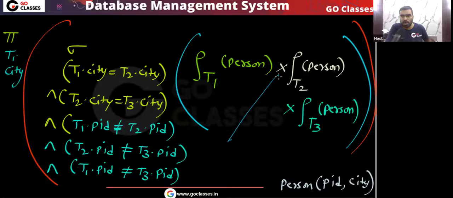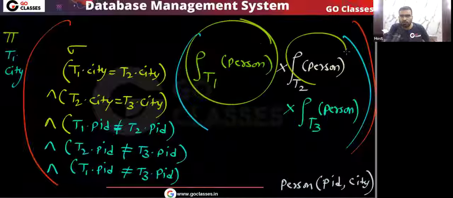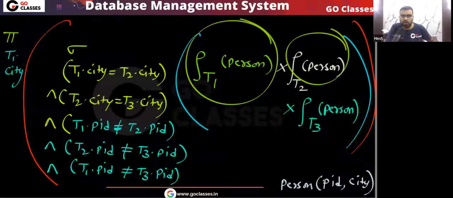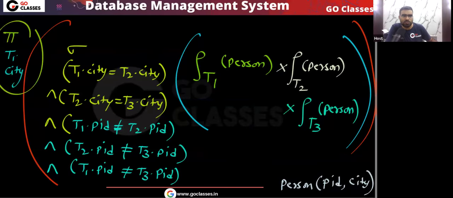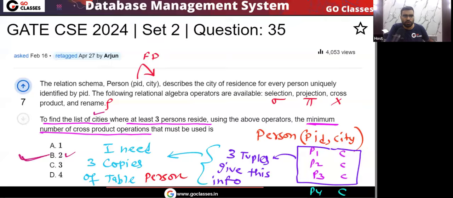Now in this answer, how many cross products are needed? Please tell me. 3 cross products? Very simple. Yes or no? Sorry, 2 cross products. I need 3 copies of this table person, and I only need 2 cross products. This will be the selection condition. This will be the projection. So for this question, the answer is option B.